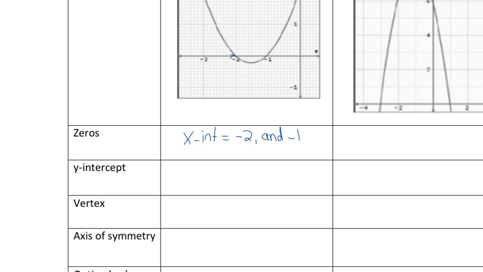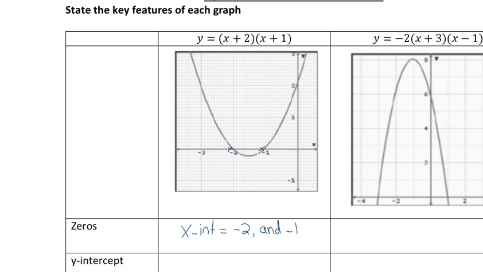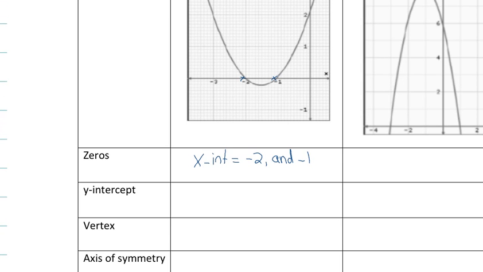How about the y-intercept? First, for the x-intercepts, we write negative 2 and negative 1. If you want to write points, it will look like this: negative 2 comma 0 and negative 1 comma 0. You still have to put the 0 there, because they're two different points, not one point. So you either pick this method or the other method. As long as the 0 is in the points, you're good.